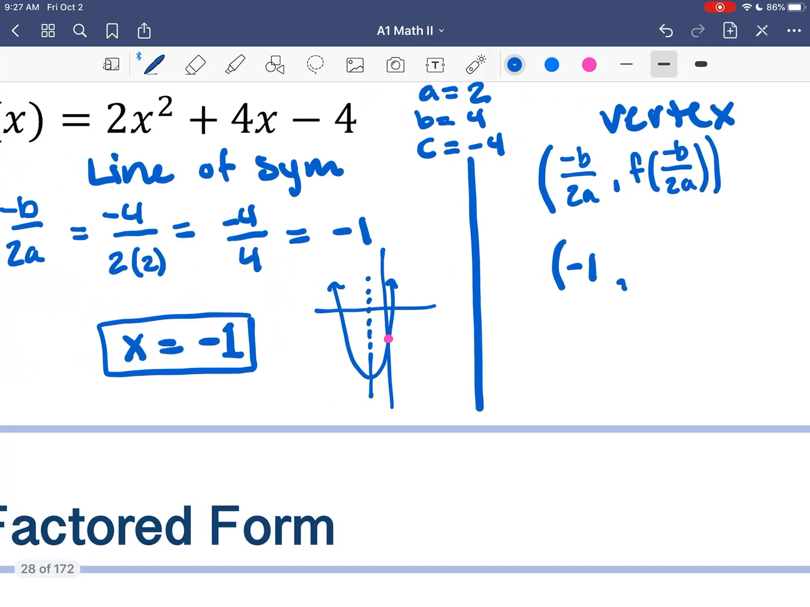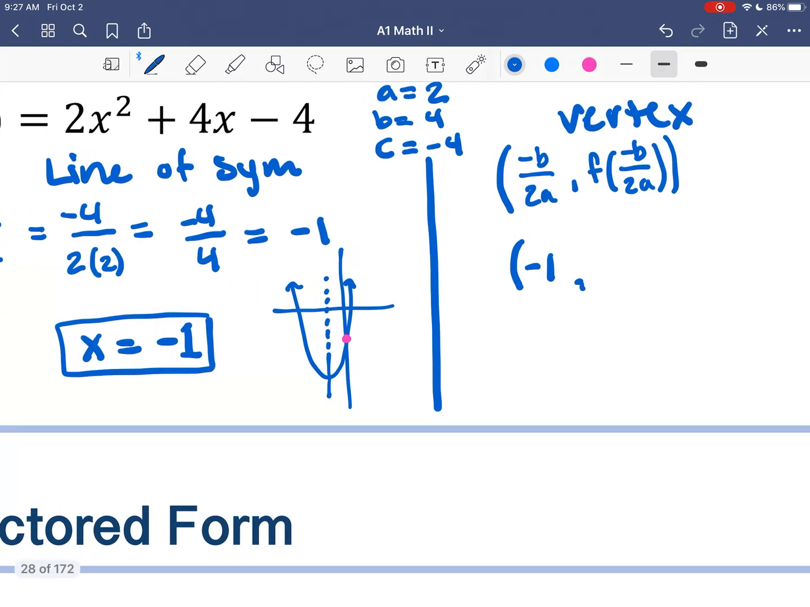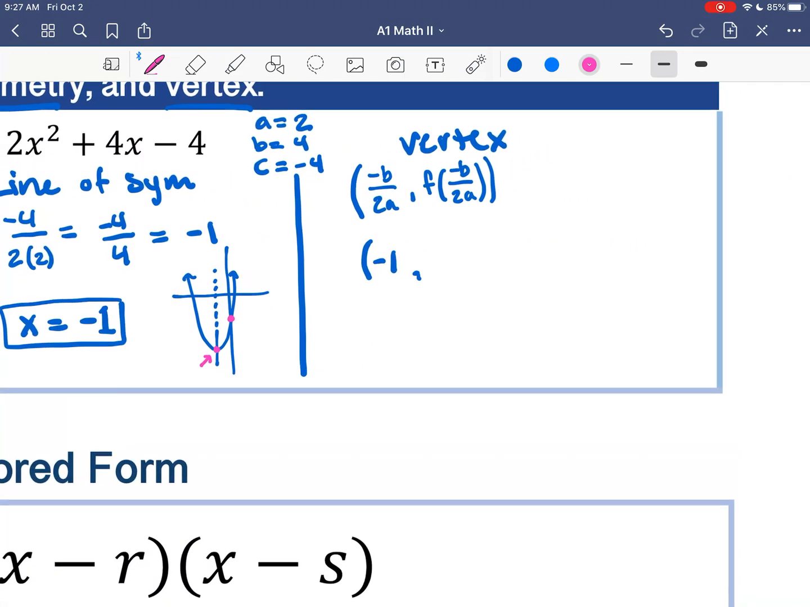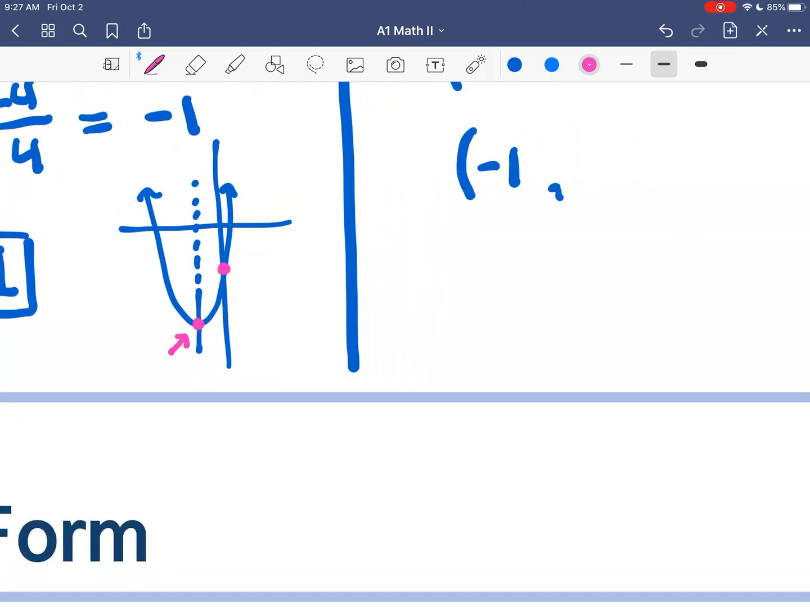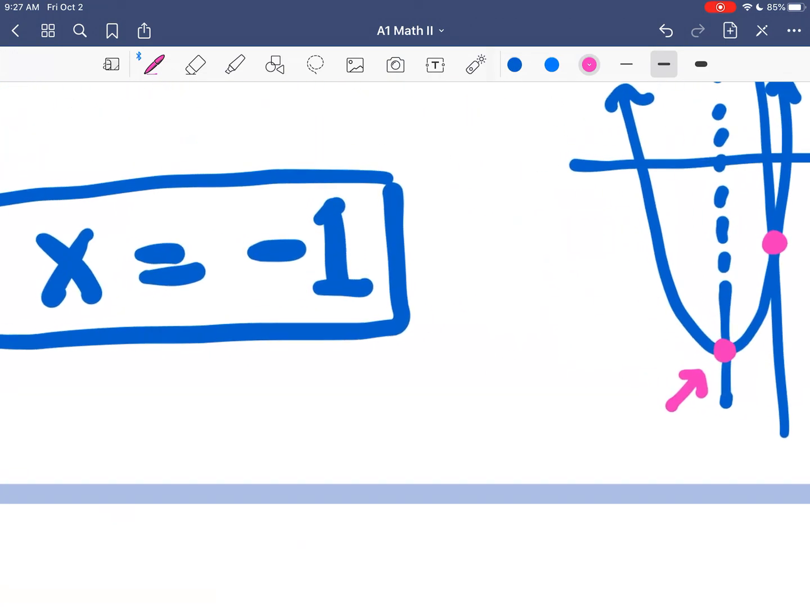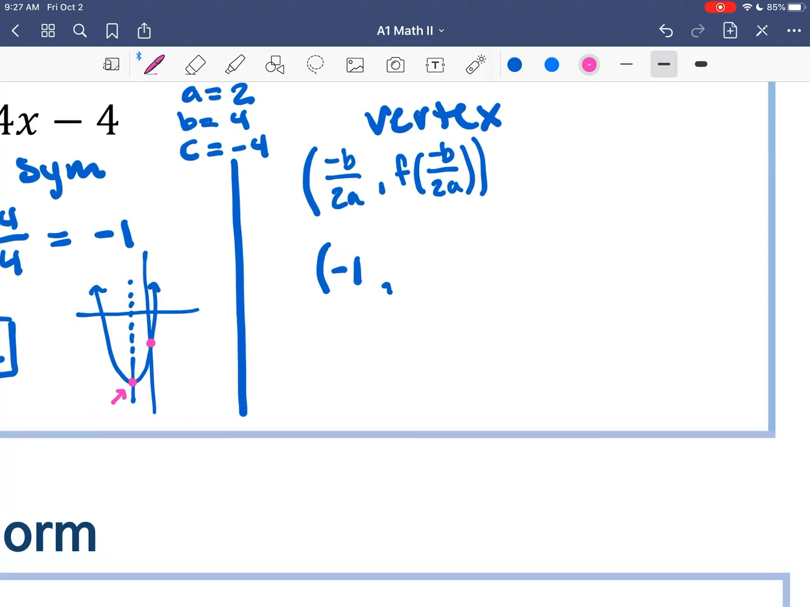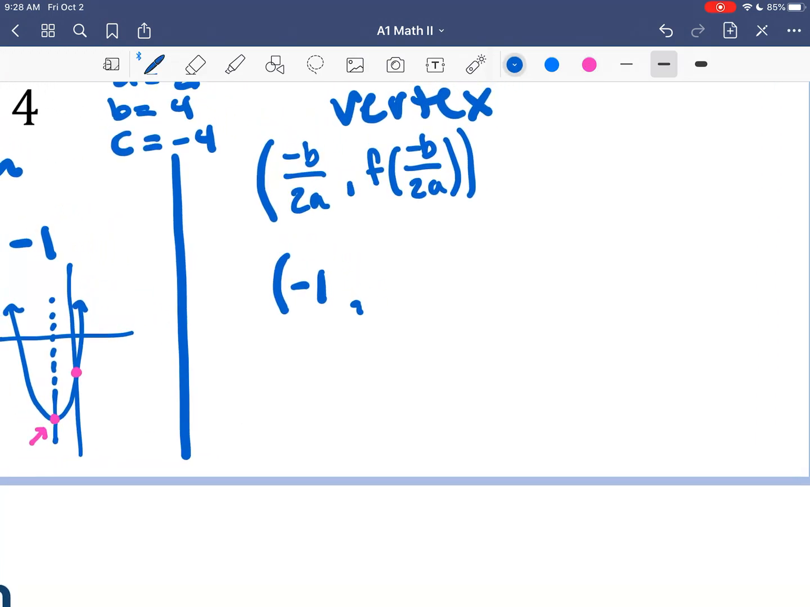So let me tell you why that makes sense. We just found the line of symmetry, and we know that the line of symmetry goes through the middle of the whole parabola. And what we're trying to find is this point right now. We're trying to find the vertex. The vertex is always on the line of symmetry, so the x value of the vertex is always the line of symmetry. So if you have this, you already have the x value of the vertex. The only thing you need to do is find the y value of the vertex.